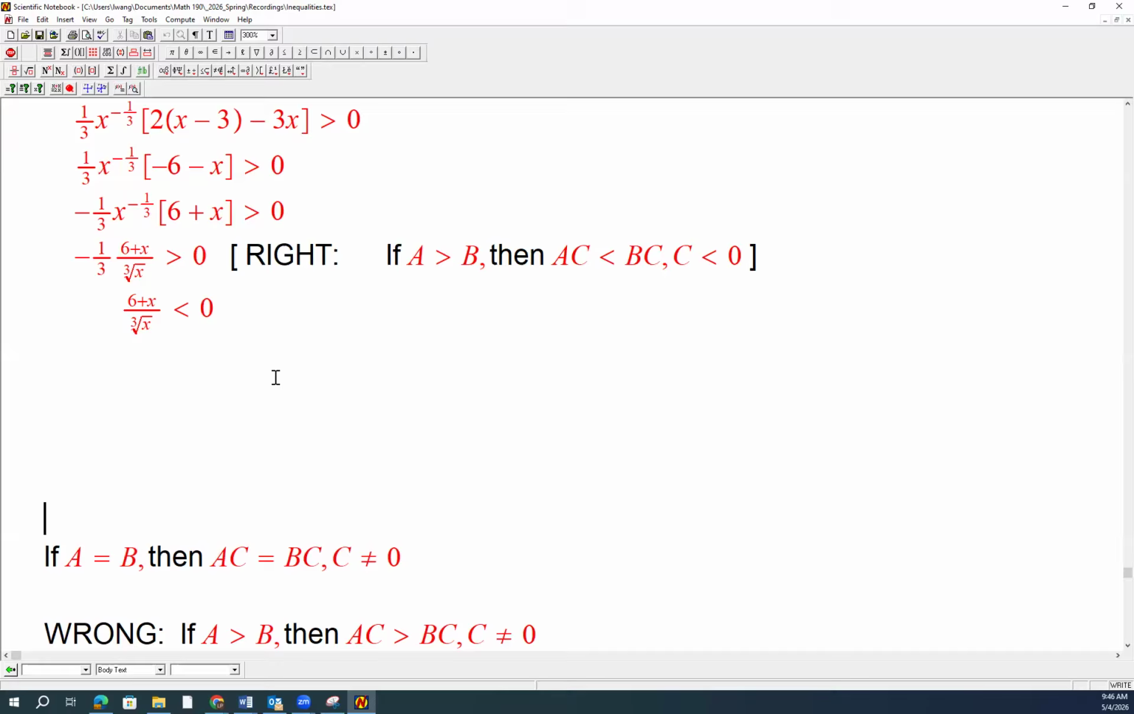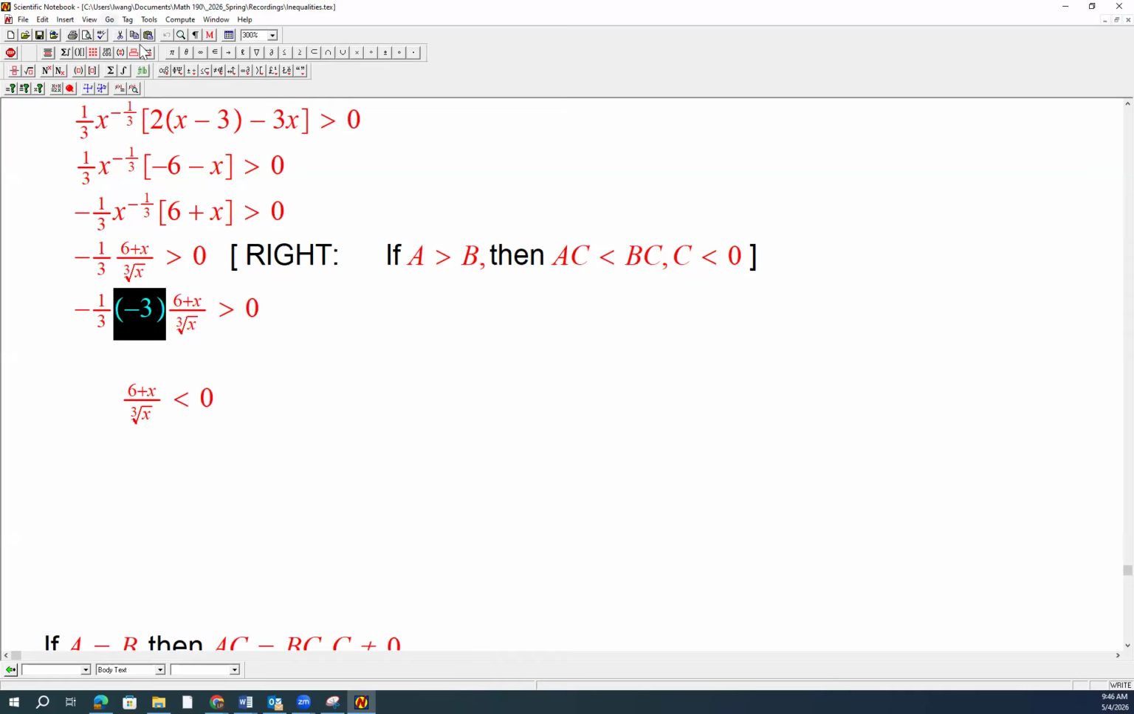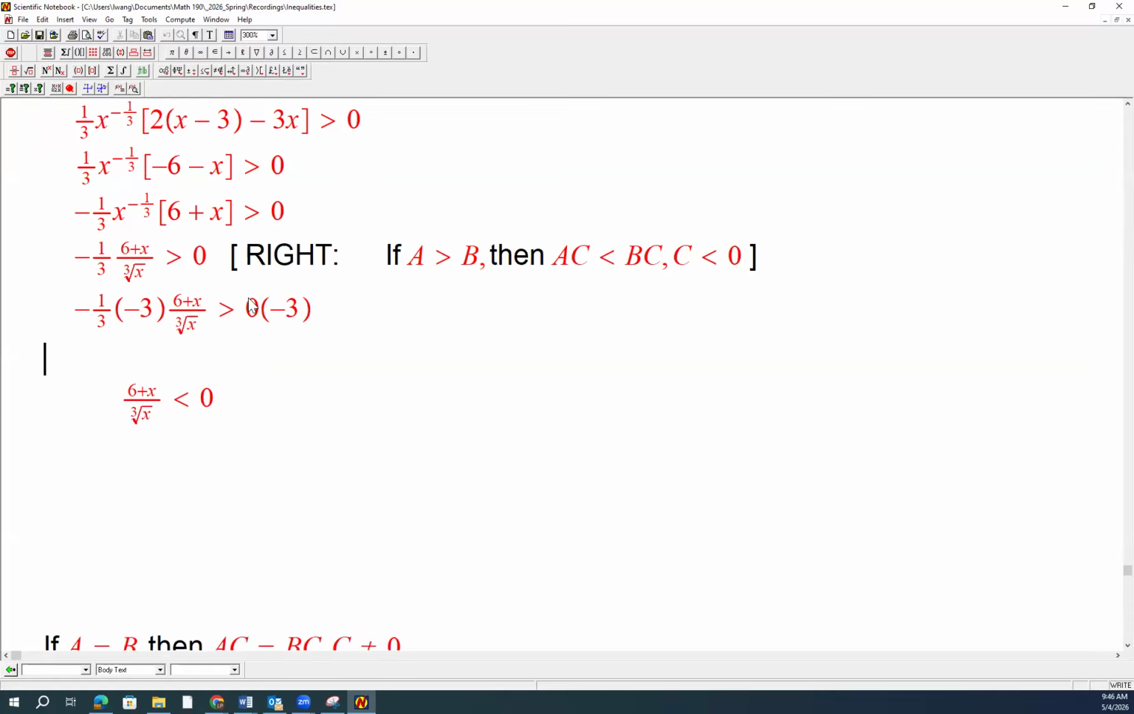Well, I need to mention there's a common mistake here. Some people, while doing this, will show work like this. They will multiply by a negative 3, right? Like this. And they switch the direction of the inequality sign on the next step. This will constitute a mistake.